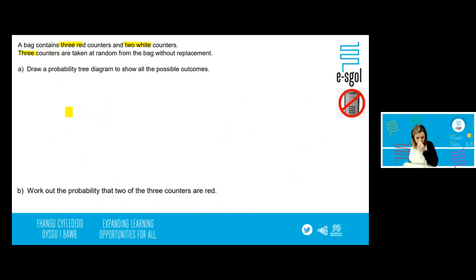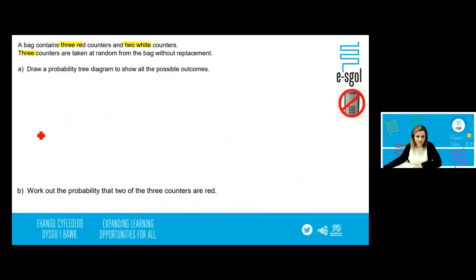Okay, so 3 counters. Sorry, I just realised I've skipped a question, I think. I thought that's fine, we'll go with it. This one, I've taken out the wrong one, no problem. Right then, so a bag contains 3 red counters and 2 white counters.